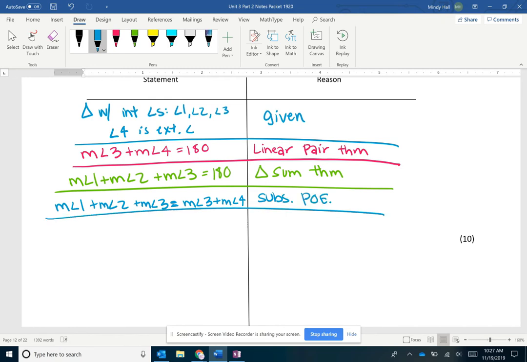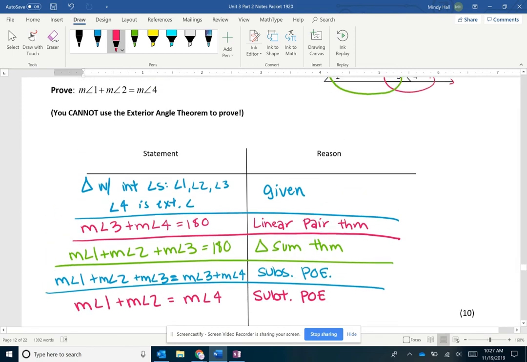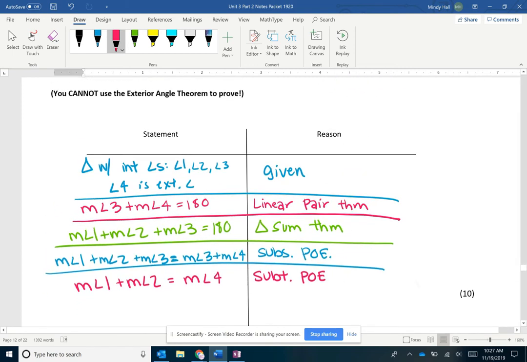Okay. So then, from there, we have the measure of angle 3 on both sides, so we can subtract the measure of angle 3. And when we do that, we are left with measure of angle 1 plus measure of angle 2 equals the measure of angle 4. And if you notice, that's what we were trying to prove in the first place. Okay?